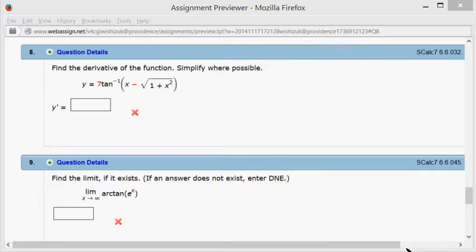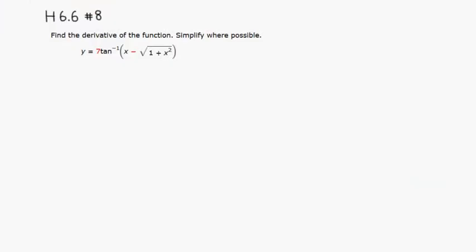Let's look at homework 6.6, problem number 8. We want to find the derivative of this arctangent. Remember that the derivative of arctangent of x is 1 over 1 plus x squared.